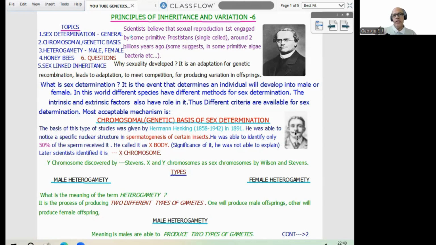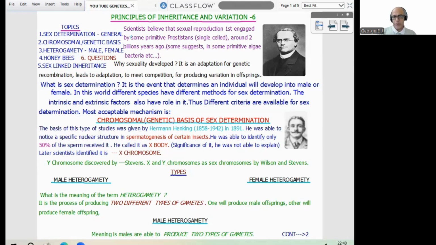But what is the significance? He was not able to suggest it. Later, scientists identified that this X body given by Hermann Henking is nothing but the present X chromosome. I think that idea is clear. Now, the Y chromosome was discovered by Stevens. Similarly, X and Y chromosomes are sex chromosomes, by Wilson and Stevens.